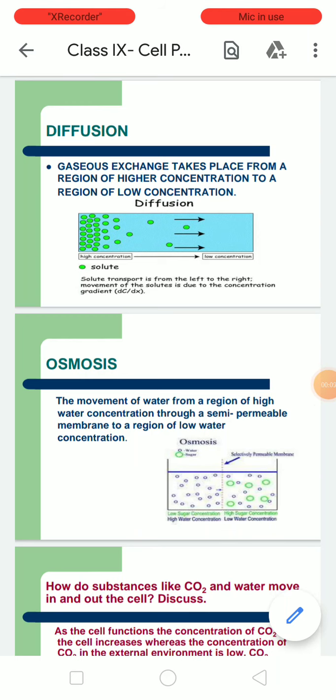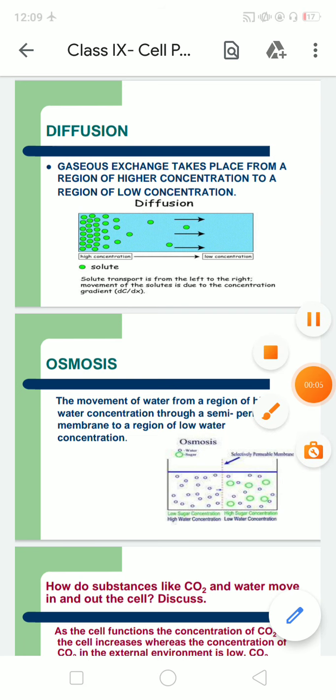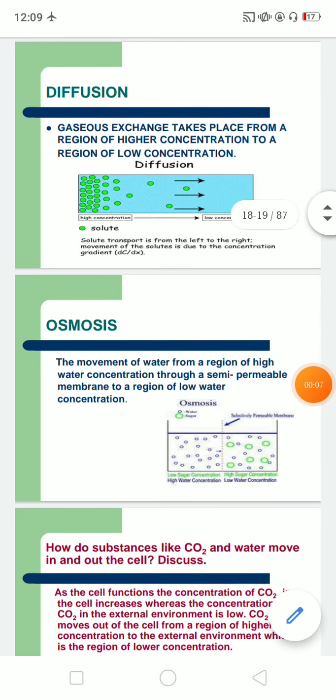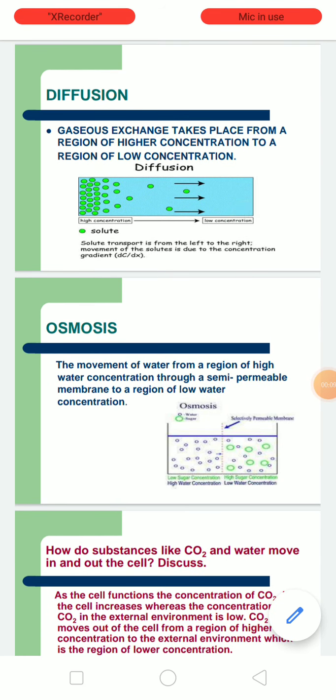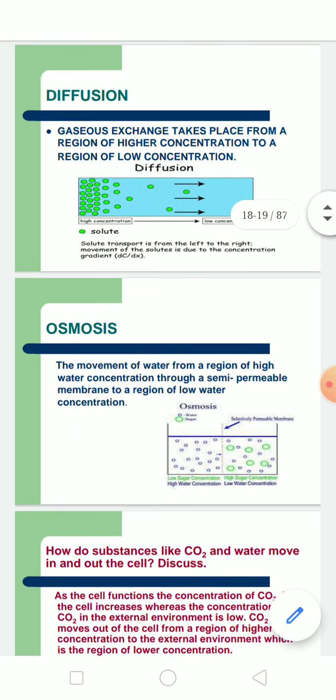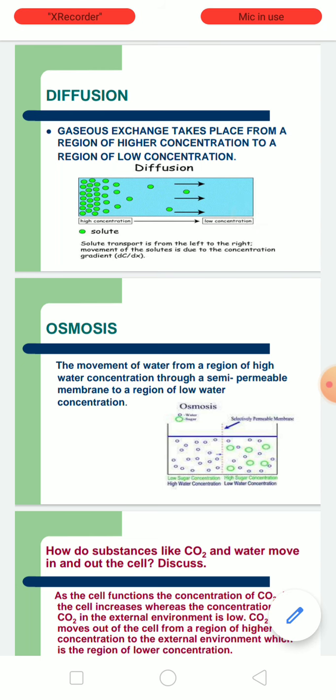Students, today we are going to start with the topic of diffusion and osmosis. So, what is diffusion? Diffusion is basically the movement of gaseous particles from a region of higher concentration to a region of lower concentration. It means the gaseous exchange from a region where there is a higher concentration of gaseous particles to a region where there is a lower concentration of gaseous particles.